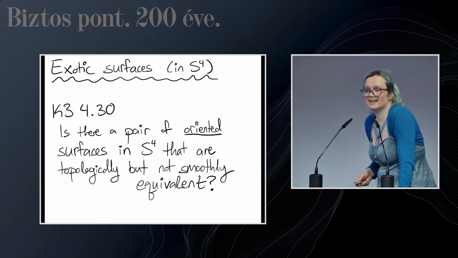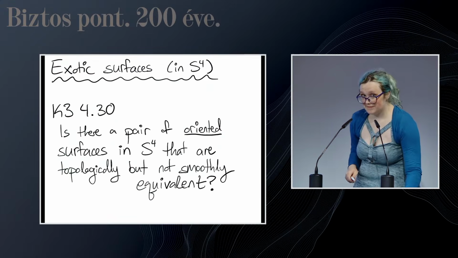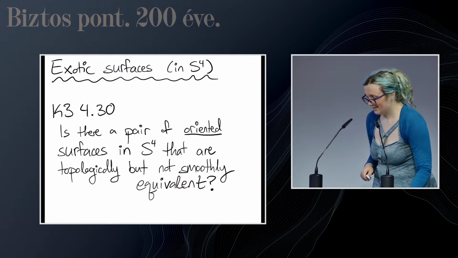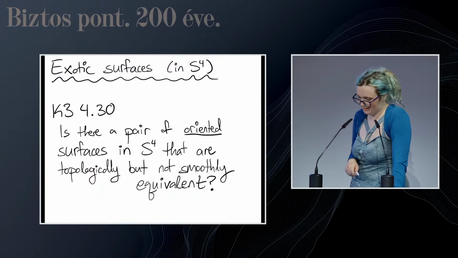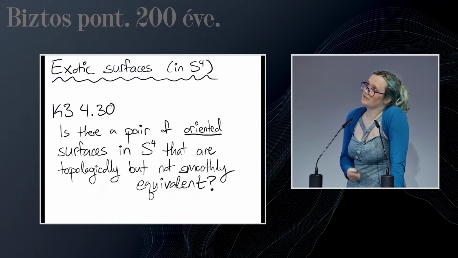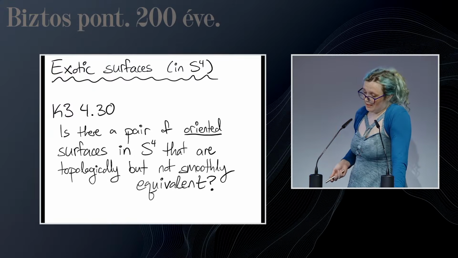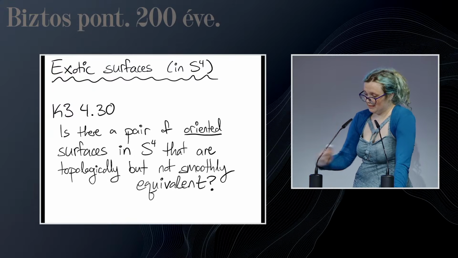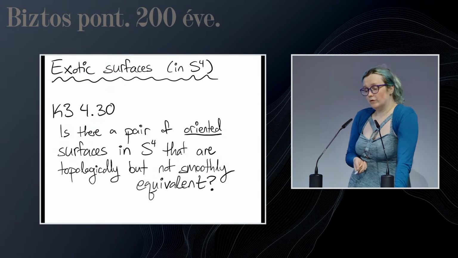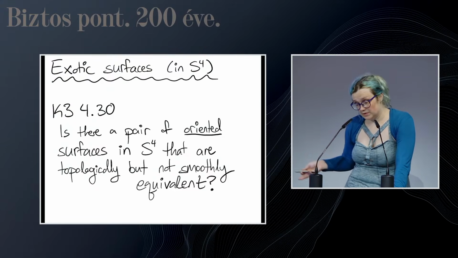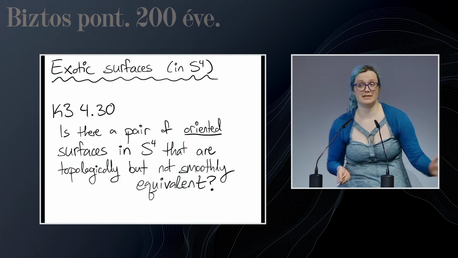Yes, nice. Okay, so everybody's favorite, exotica, I think. So I'm going to focus on S4 because other 4-manifolds are, I don't want to say other 4-manifolds are hard because S4 is famously hard, but other 4-manifolds are scary. So in particular, here's a K3 problem. Is there a pair of oriented surfaces in S4 specifically that are topologically but not smoothly equivalent?